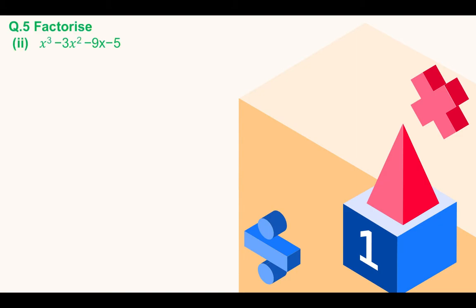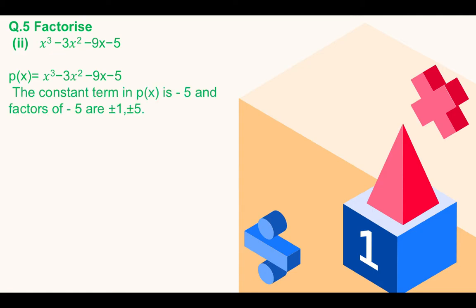Now we move to the second part of this factorization question. The second part is x cube minus 3x square minus 9x minus 5. Let this polynomial be p(x). I have a constant term in this polynomial, which is minus 5. So what are the factors of minus 5? Plus minus 1 and plus minus 5. I'll go by the hit and trial method. I'll substitute the values one by one and find out for which value p(a) is 0.